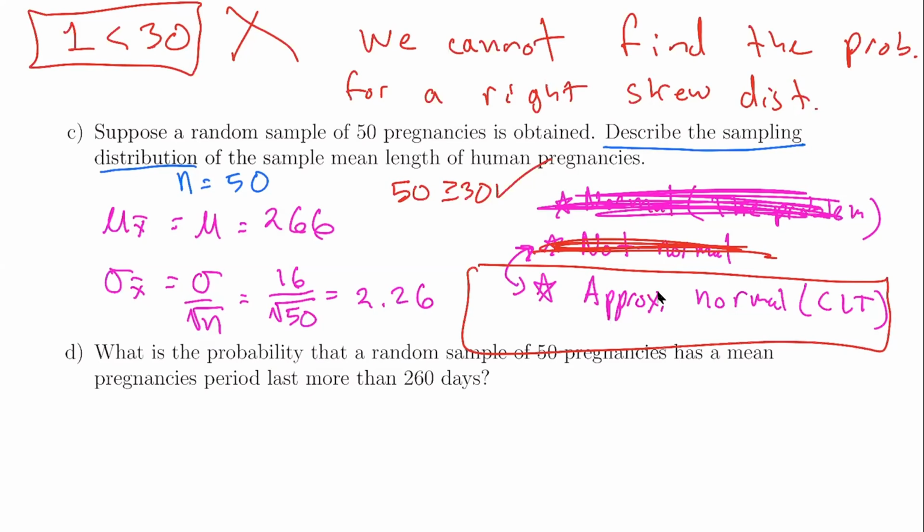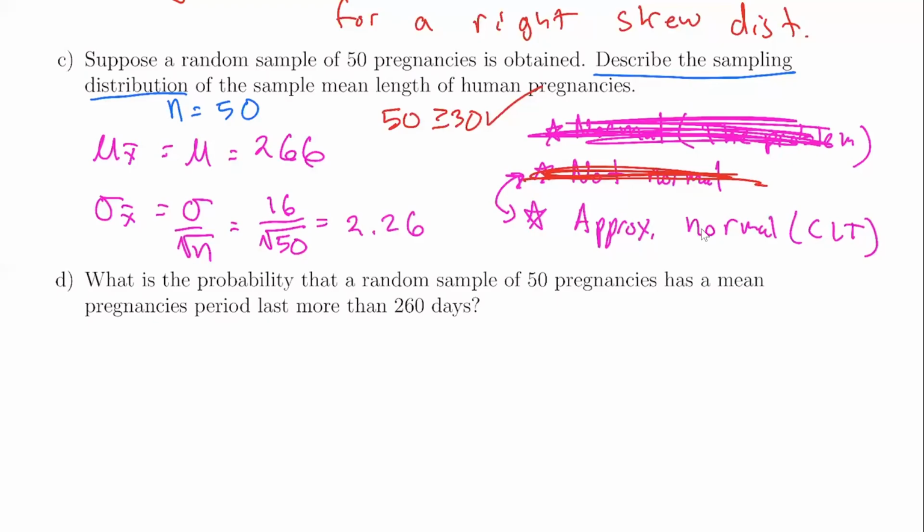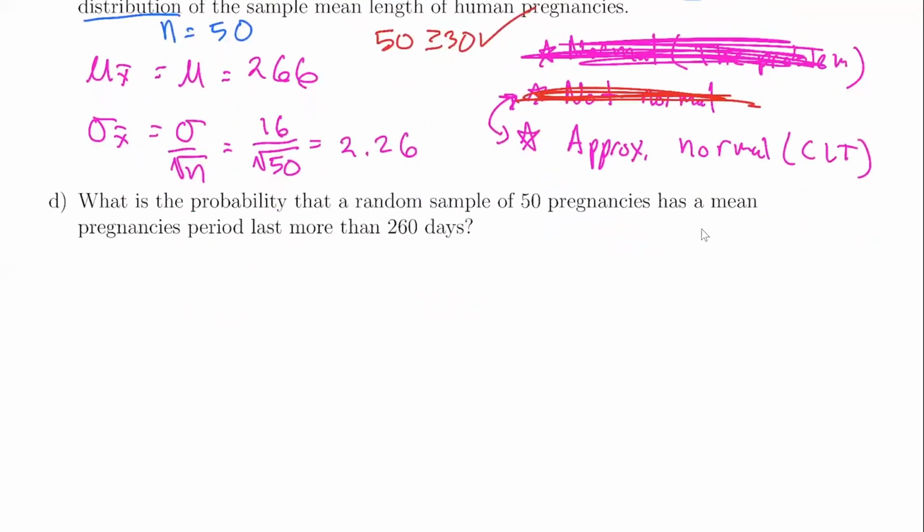All right. So let's do D. If you look at D, let me stop sharing. All right, so let's do part D. For part D, it says, what is the probability that a random sample of 50 pregnancies has a mean pregnancy period lasting more than 260 days? So let's go ahead and find part D.